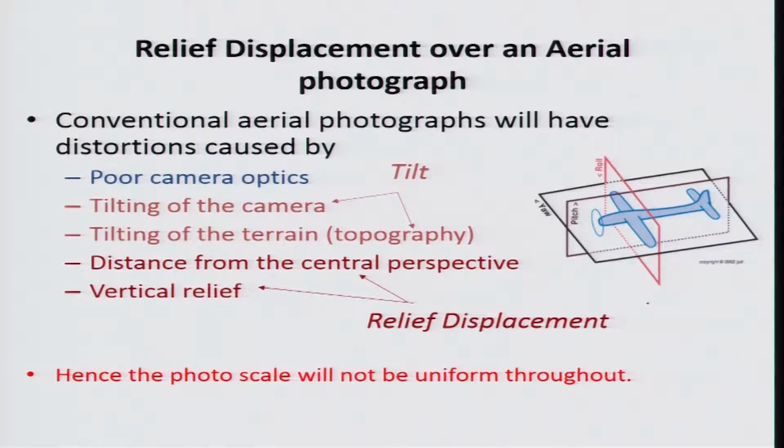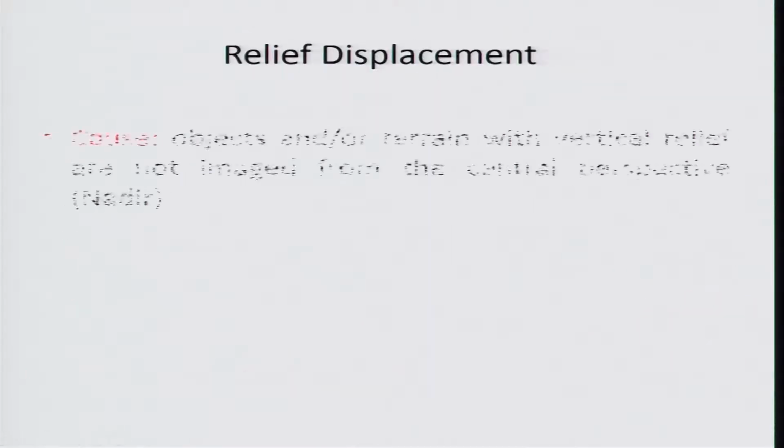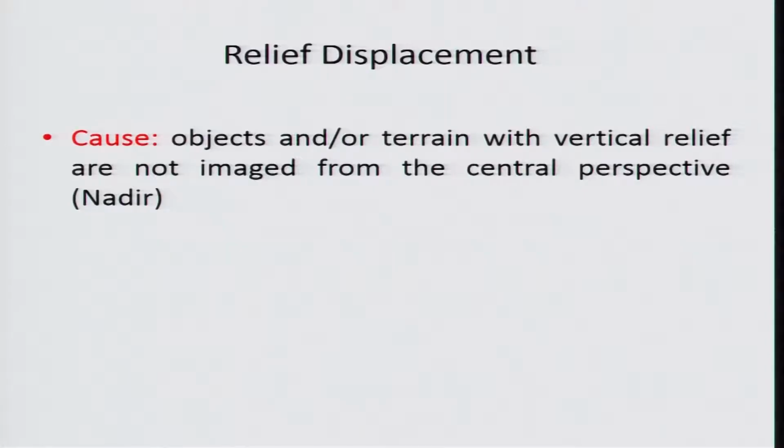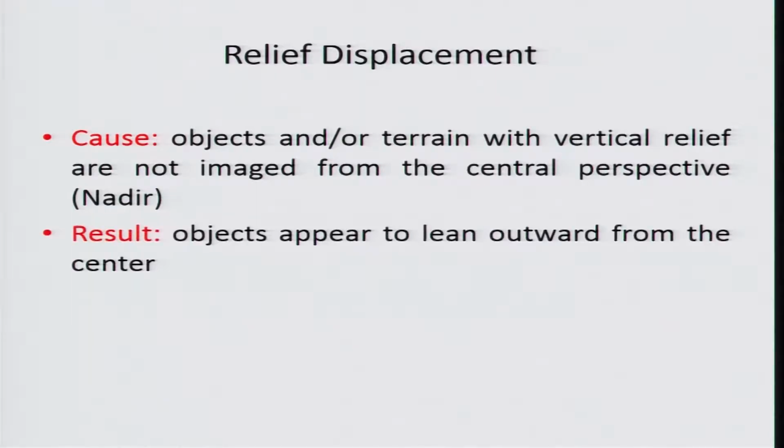So, you will have some distortions which will be seen. For example, you are having a photograph here. This will be your center here, and on either side you will have the distortion. Okay. So, this should be kept in mind while interpreting the photographs. Okay. Now, relief displacement can occur when the object or the terrain with vertical relief is not imaged from the central perspective, that is the nadir, and this is absolutely not possible every time. So, we will not be able to do that.